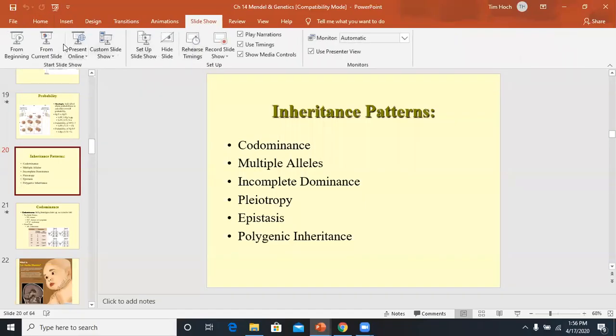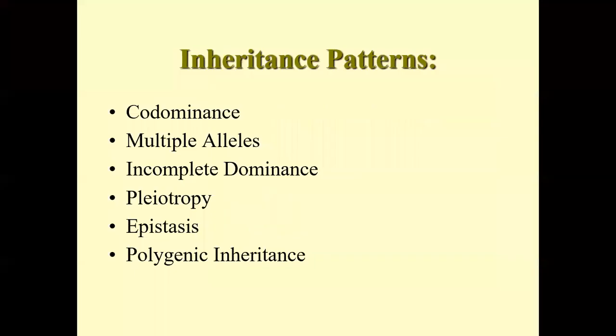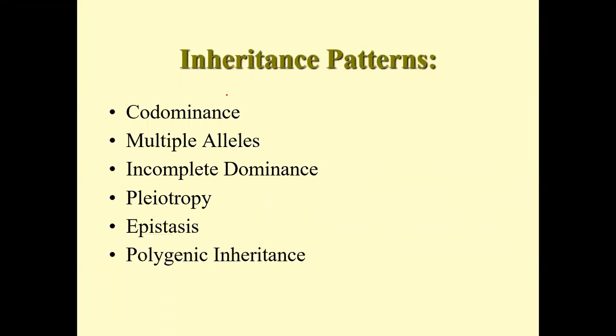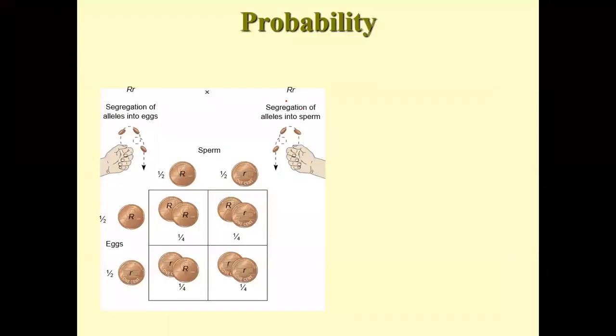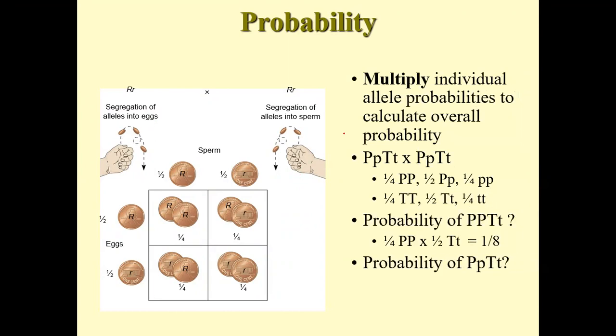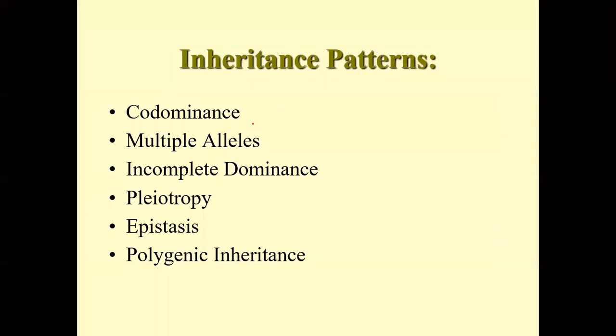Okay, so in this video, I'm going to be going over the remaining parts of chapter 14, which is going to be on these patterns of inheritance. The previous video was about probability and basic dihybrid crosses, how to solve for them. I have another video that I'm posting as well where I walk through different versions of genetics problems. This one is going to be more about the theory of what's going on with each one of these. So make sure that you conceptually understand what's going on.